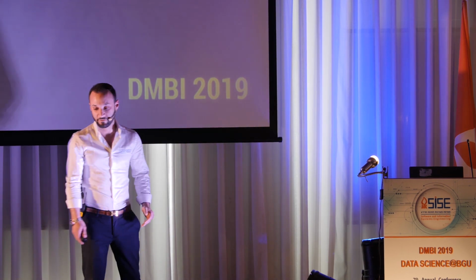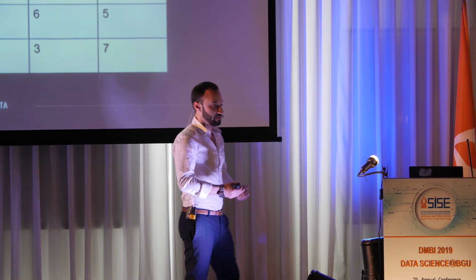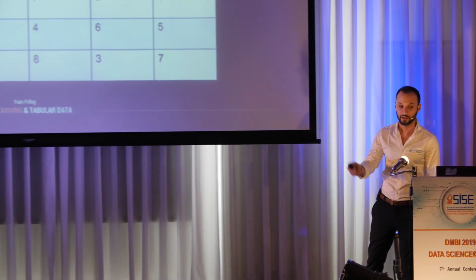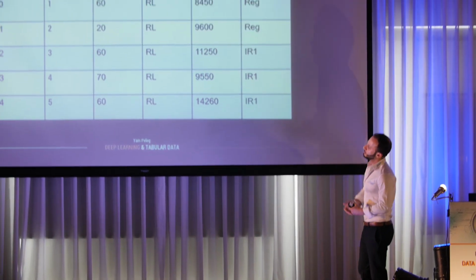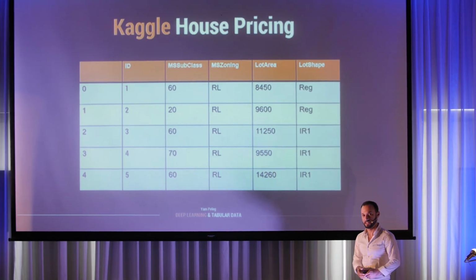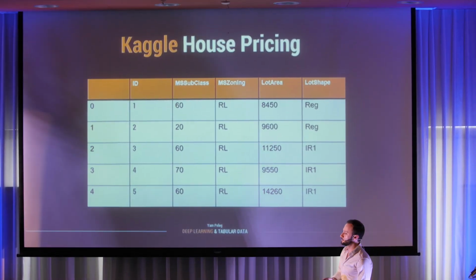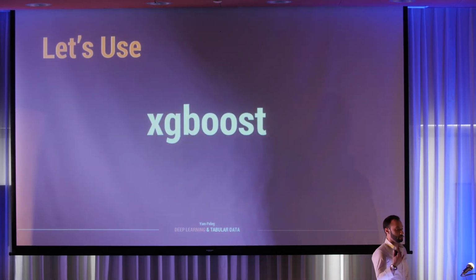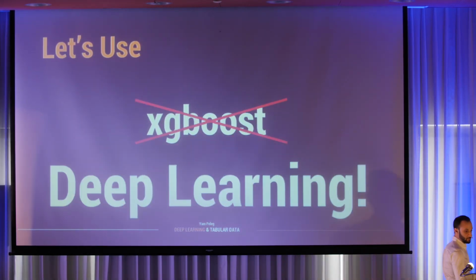Anyway, so we have tabular data that looks kind of like this. It's a table, like a CSV, a spreadsheet or something. For example, Kaggle housing prices. We have rows that are, you know, pretty much the houses, and we have data like how many floors the house has, or does it have a pool or not. So let's do the most smart thing and use deep learning for that.